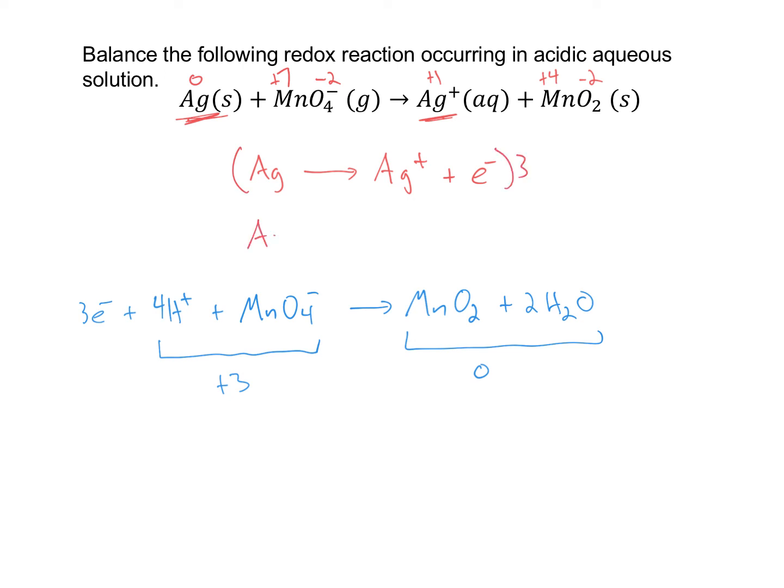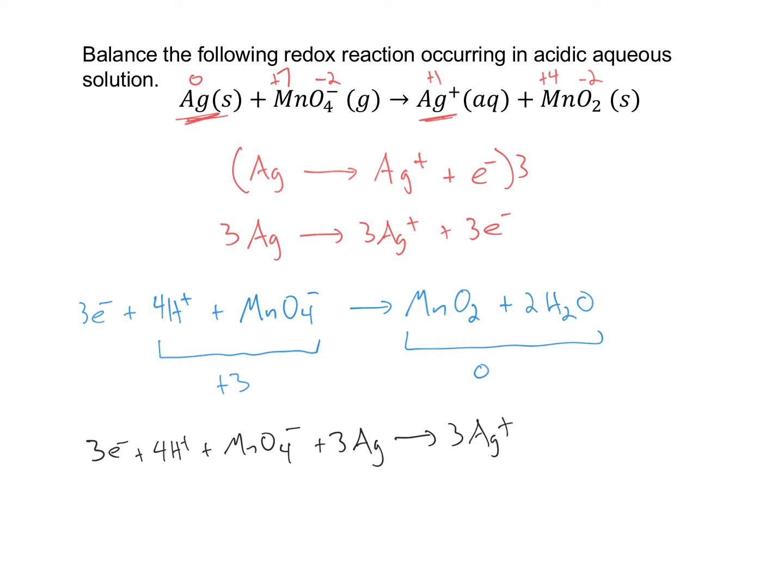So 3Ag goes to 3Ag plus, 3 electrons. All right, and so now when I add them together, I'm going to have 3 electrons plus 4H plus MnO4 minus, and then the 3 silvers from the first half reaction will make 3Ag plus, 3 electrons, MnO2, and finally 2 H2Os.